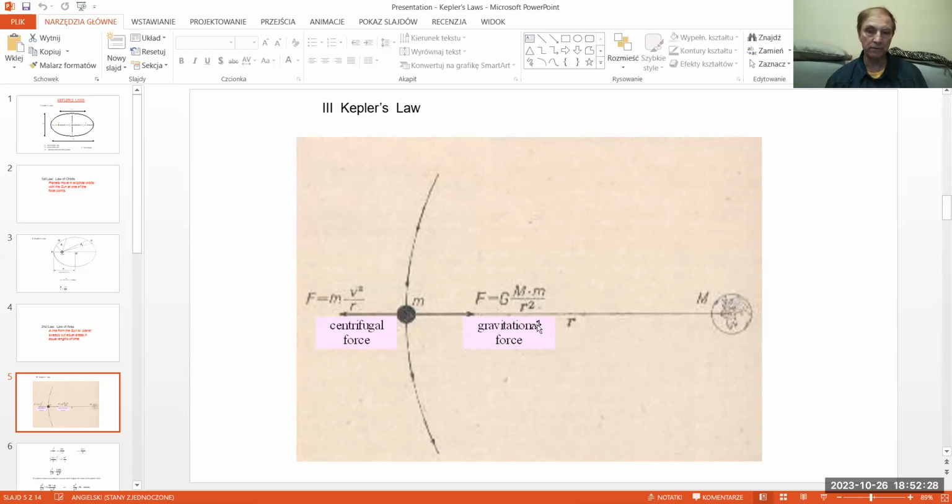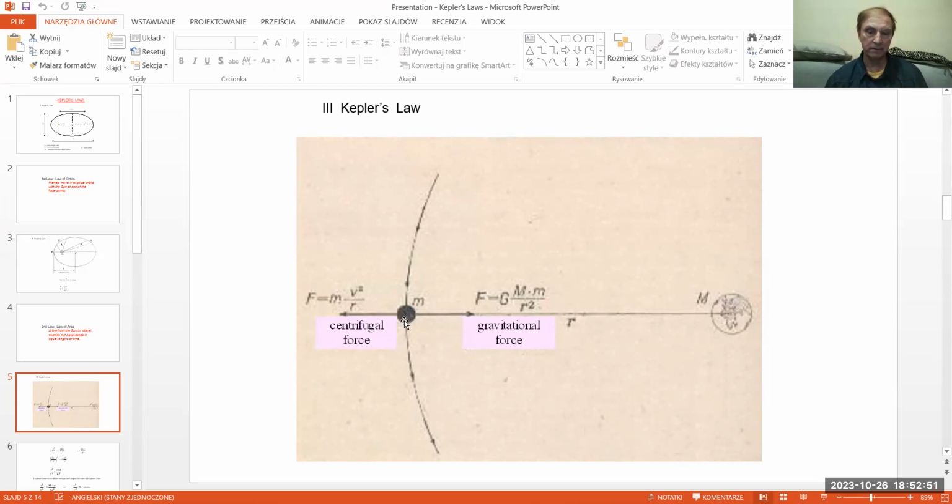You should know it from the gravitational field discussion. This force is the attractive force, therefore the planet is being attracted by the sun. Therefore, this vector is directed to the sun.